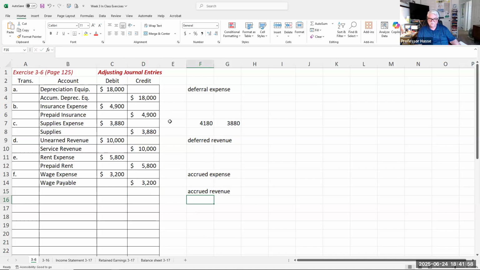Exercise 3-6, page 125. I will post these solutions after class this evening, so you have them as a template. Any questions on these examples of adjusting the accounts?